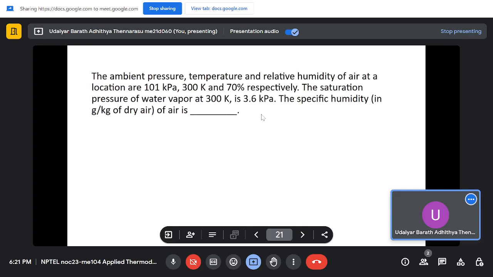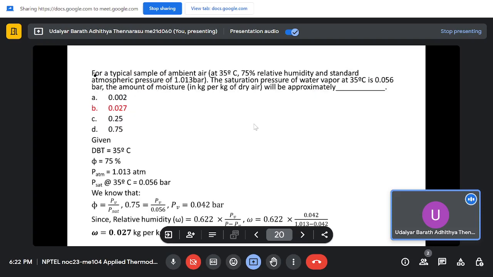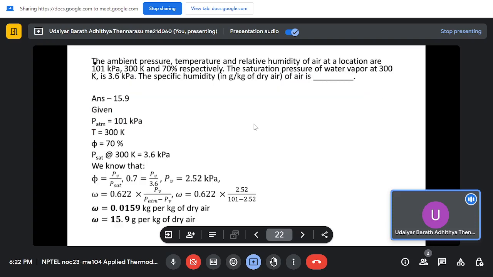So here the ambient pressure, temperature and relative humidity of air at a location are 101 kilopascal, so ambient pressure, and temperature is 300 Kelvin, relative humidity is 70%. The saturation pressure of water vapor at 300 Kelvin is 3.6 kilopascal. So similar problem, we need to find out specific humidity in grams per kg of dry air. In the previous problem it was asked to find in kg per kg of dry air. Here it's gram per kg of dry air.